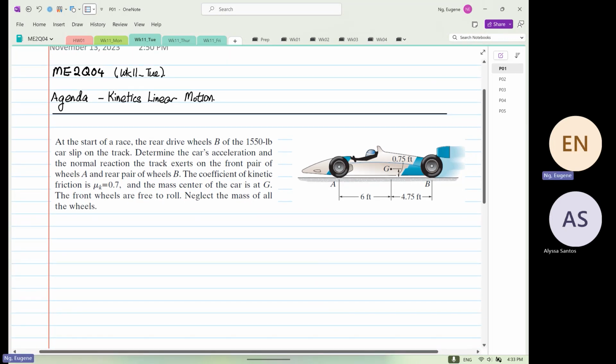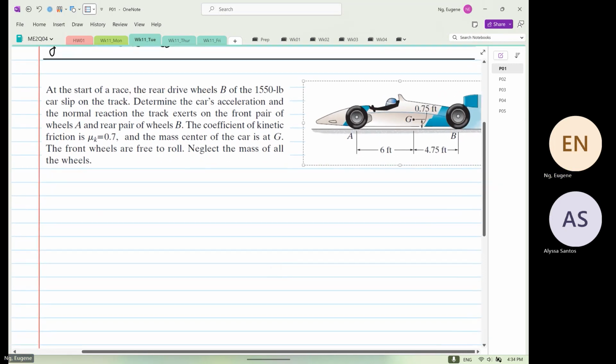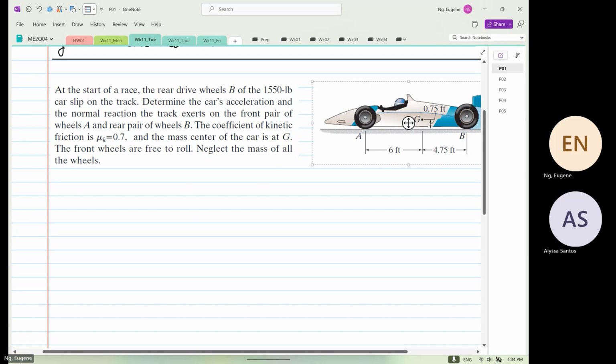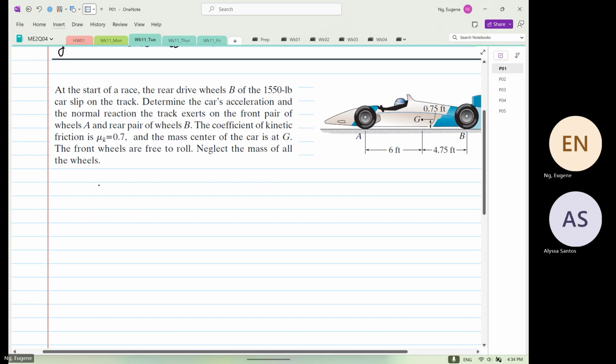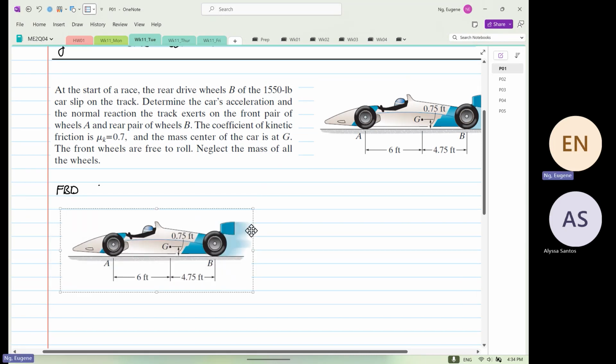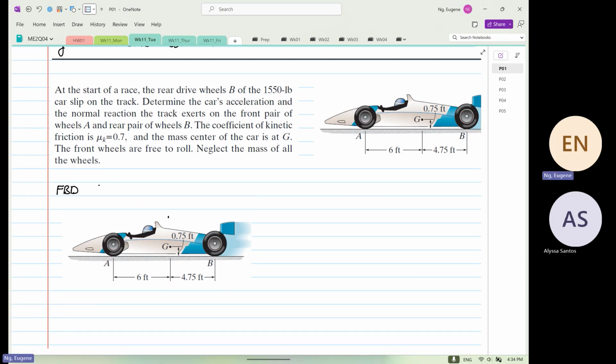Okay. Right. So we are going to draw like before. We're going to draw the free body diagram first. And in the free body diagram, I'll draw where the G is, where the center of gravity is. This is where we have a load of 1,550 pounds.